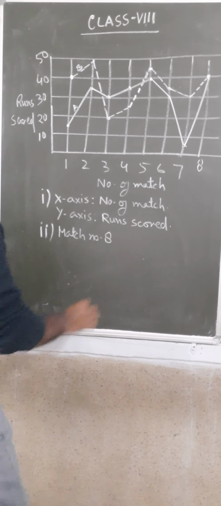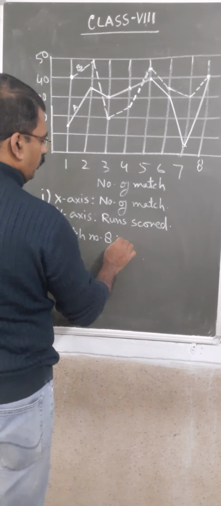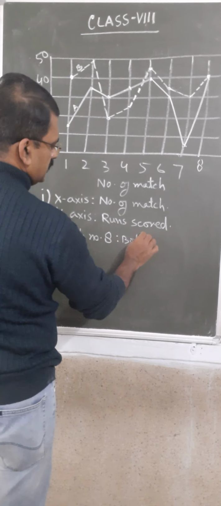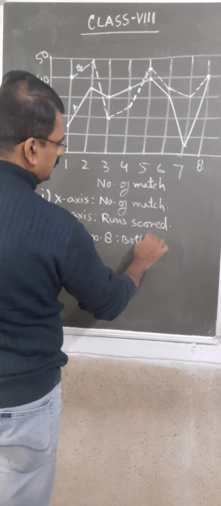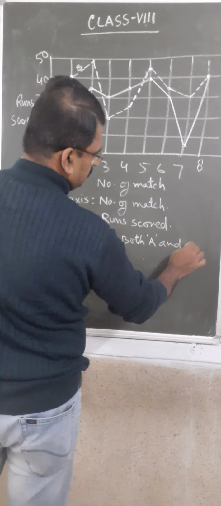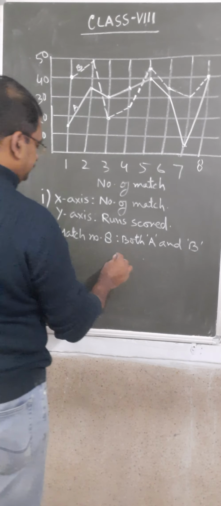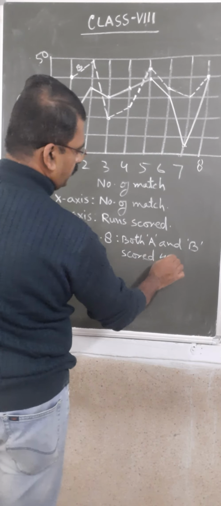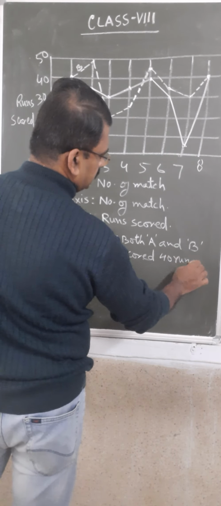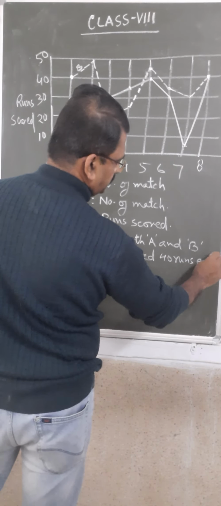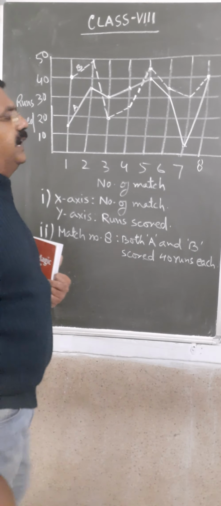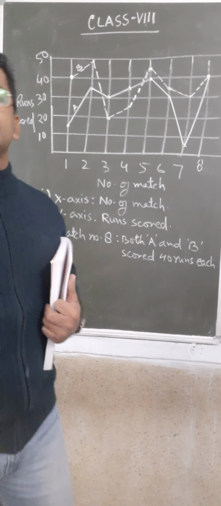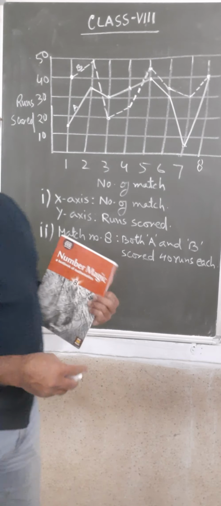So your answer will be match number 8, and you can write both A and B scored 40 runs each. Both A and B scored 40 runs each in match 8.